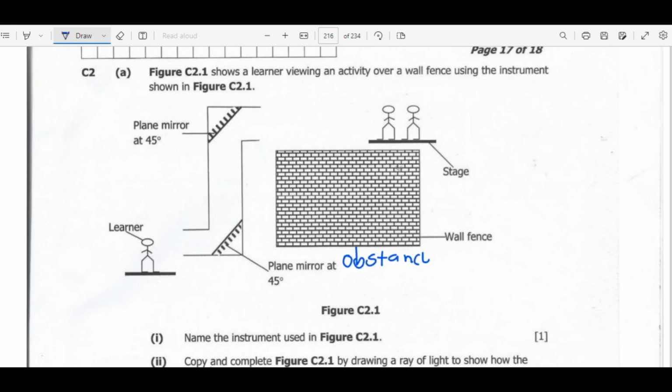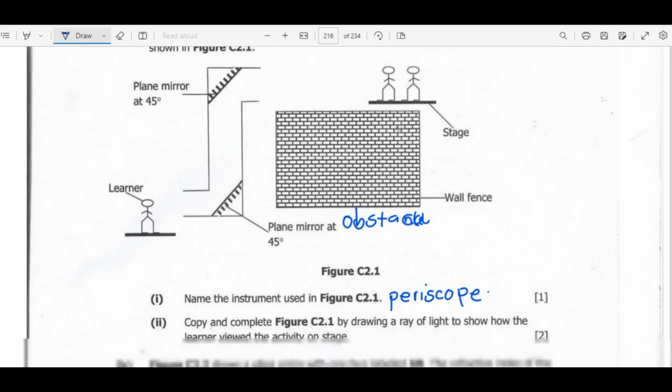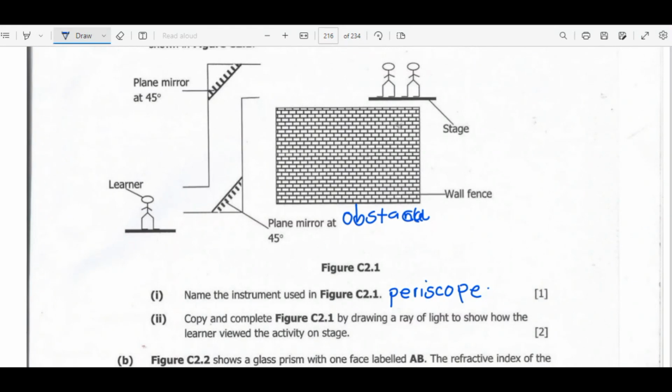Right, so the first question that we have here is, name the instrument used in figure C2.1. So this instrument is called a periscope. Alright, then we move on to question Roman number 2.